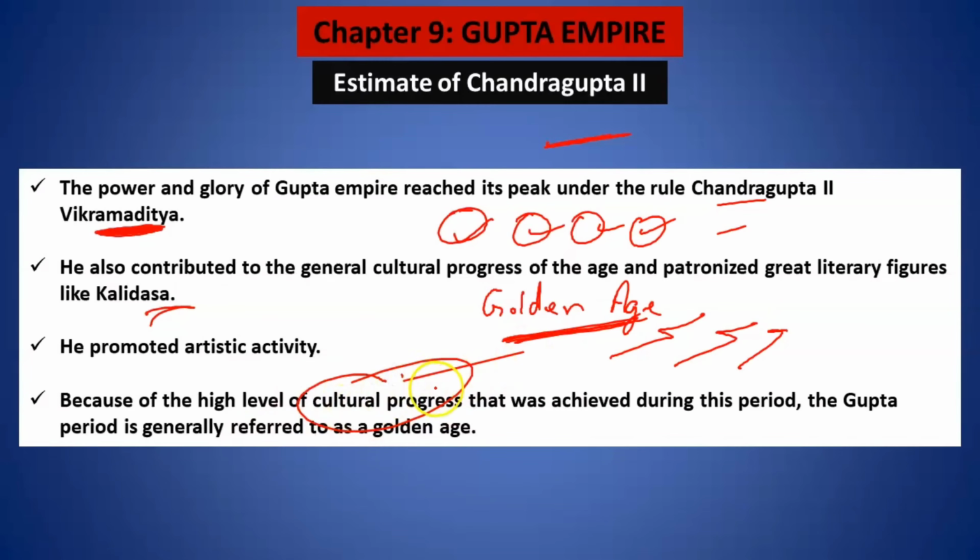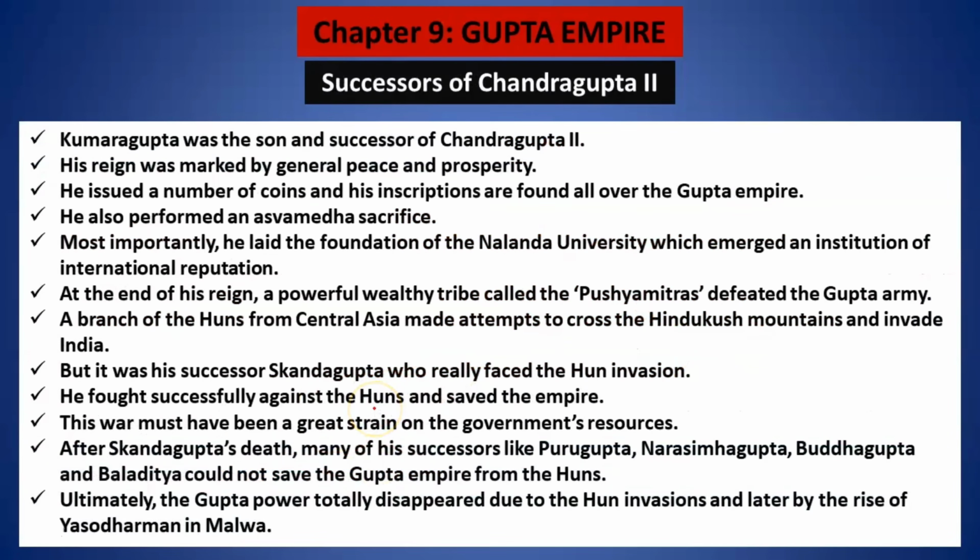Again, there's a high level of cultural progress in this time, and that is why it is referred to as the golden age. Now if I talk about the successors of Chandragupta II, his son was Kumar Gupta, and again you will find a lot of coins about him. And why Kumar Gupta is important is for the foundation of Nalanda University. This is important. Now don't get confused here. A wealthy tribe, Pushyamitra. Don't get confused with Pushyamitra Shunga. That was different, and this is a different tribe. Okay, don't get confused.